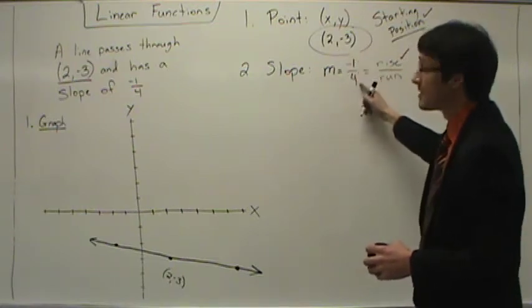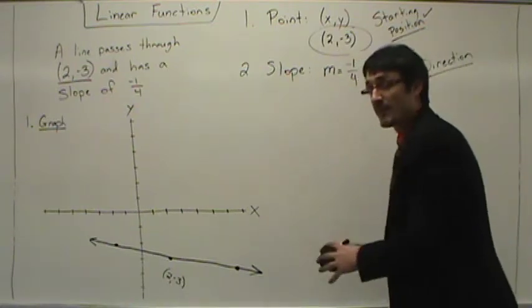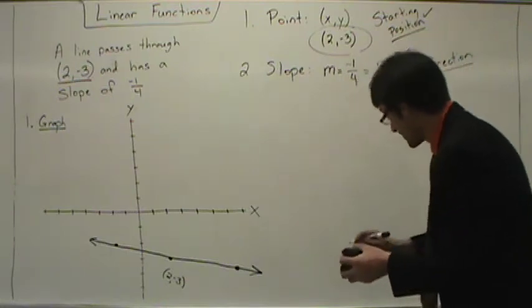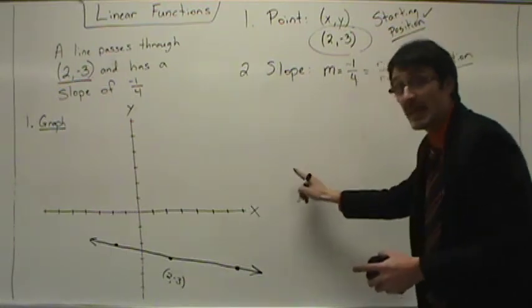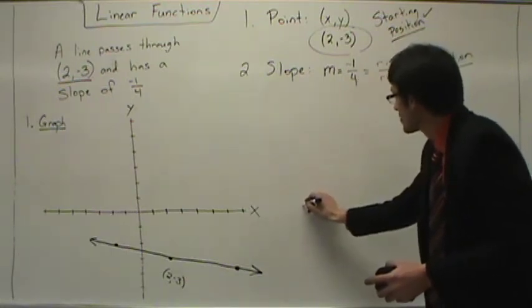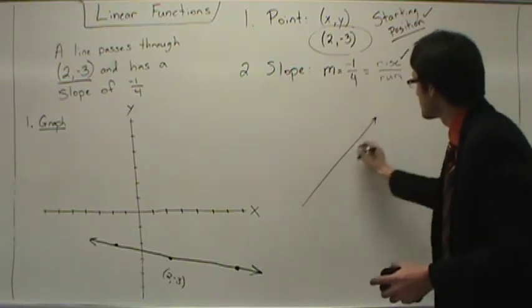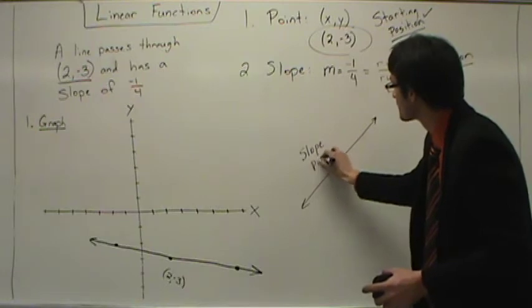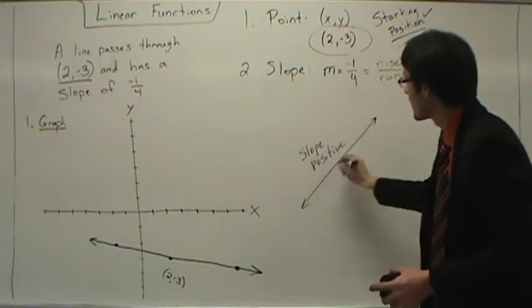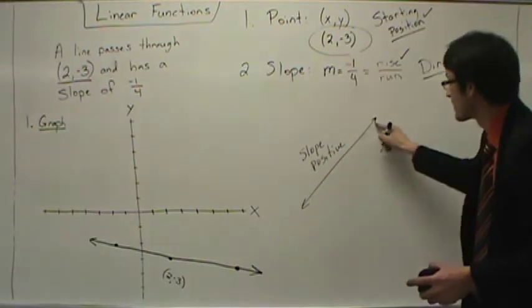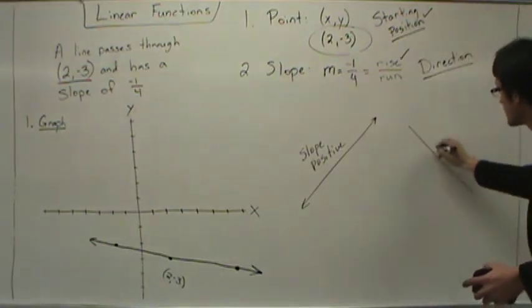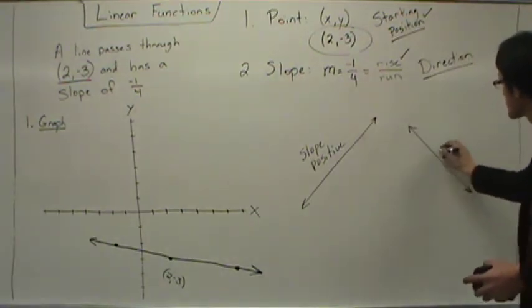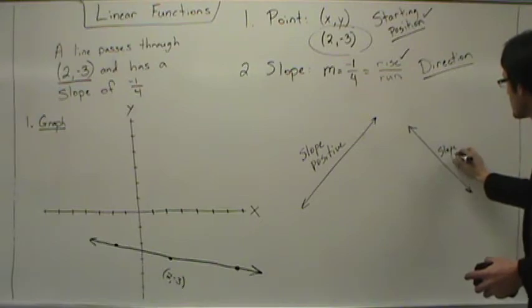Hopefully you say that the slope is negative. Now, before we go any further, let's look at slope. We read left to right. So if we look at a line going uphill, left to right, we say that slope is positive. Uphill, left to right, slope is positive. Downhill, left to right, slope is negative.